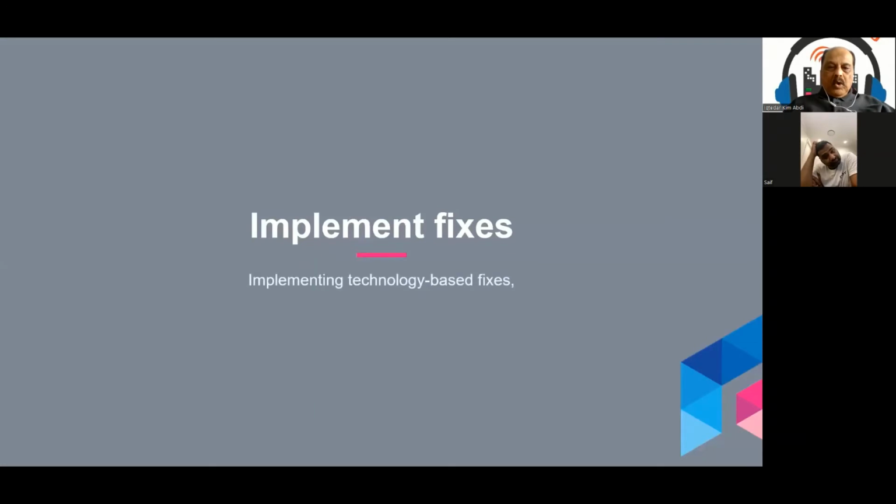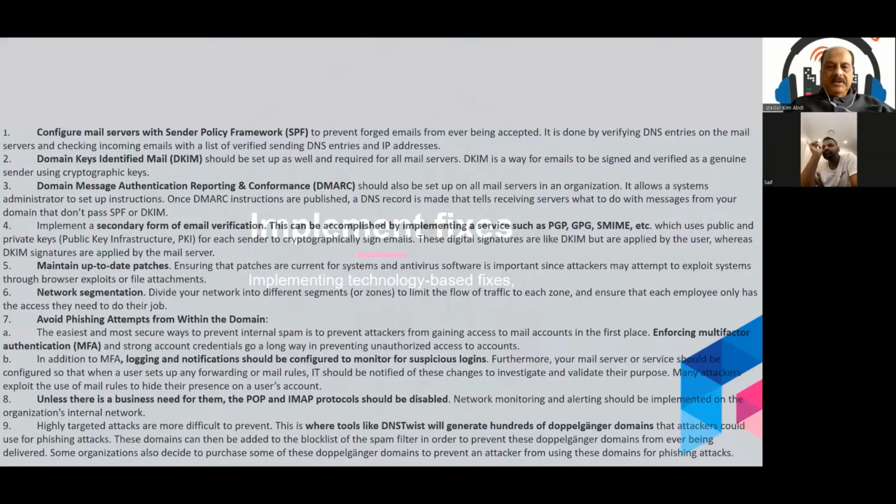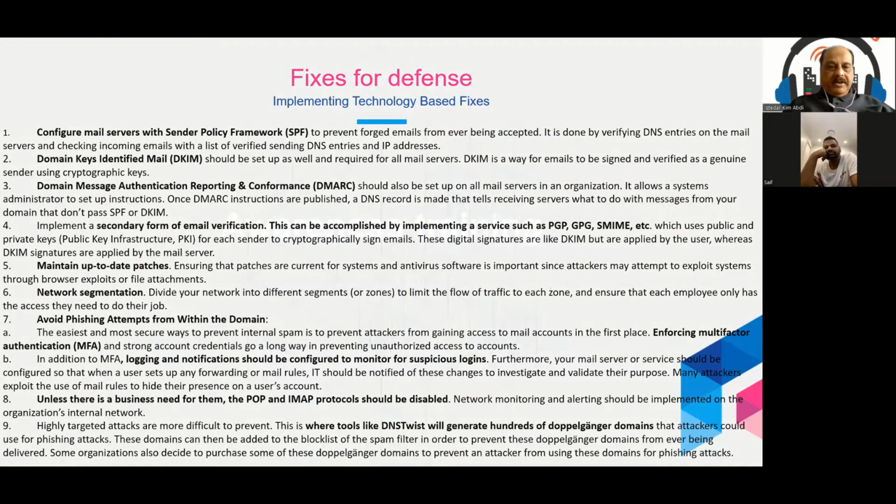Now, what we intend to do is implement technological fixes, and there are 9 different ways we can fix these things, and some of them are configuring mail servers, and then DomainKeys Identified Mail, Domain-based Message Authentication, Reporting and Conformance. Secondary form of email verification. This can be accomplished by implementing a service such as PGP, GPG, S/MIME, etc. And I believe you also have other ideas about this, which we will share as we move along in future.